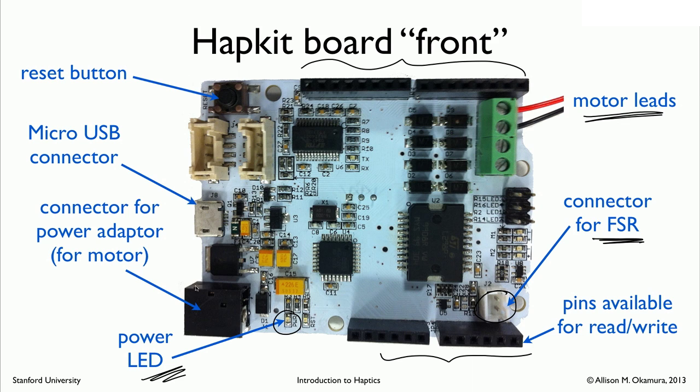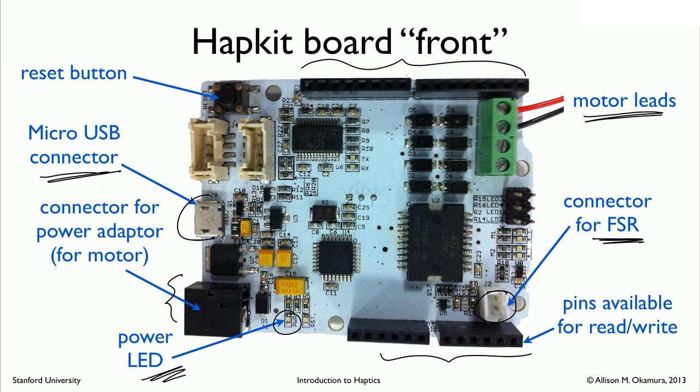The next thing is this big black box, and that is the connector for the power adapter for the motor. We're not going to need to use that until we start trying to actuate your HapKit. But you will need to use your micro USB connector very soon. With your HapKit comes a USB cable which has a typical USB interface on one side to hook up to your computer, and on the other side a micro USB to hook onto the board.